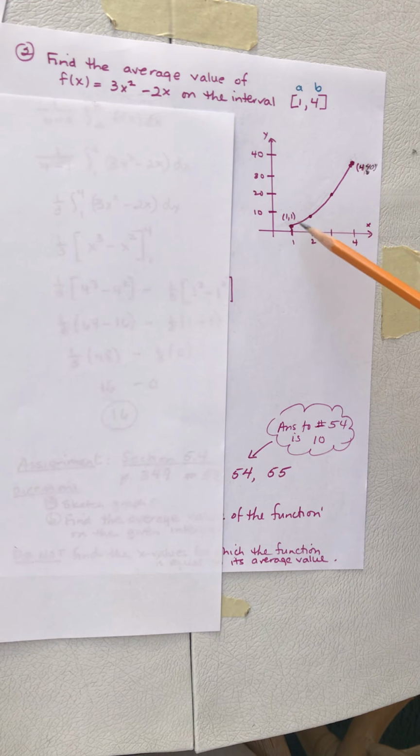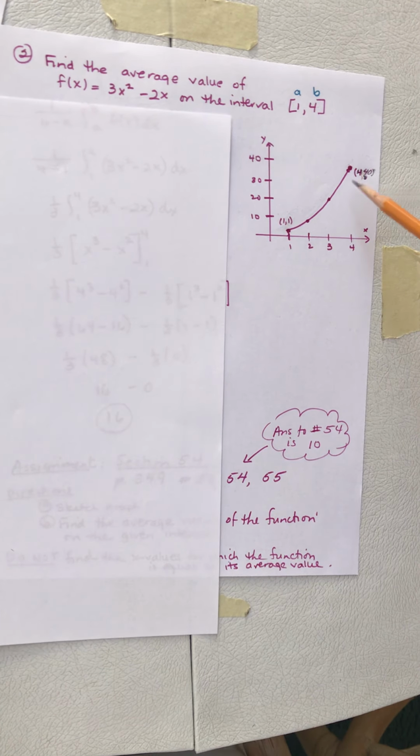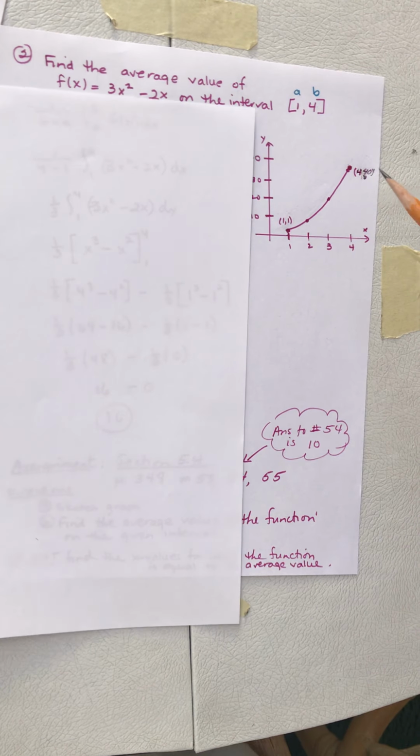All right, so our lowest y value is 1, and our highest y value is 40. If we average those, we get 41 over 2, 20.5. Maybe you would think 20.5 is going to be your average value, but again, this is not a line. Our curve is bending here, so our average might be a little lower than 20 something. Okay, so let's take a look and let's do it.